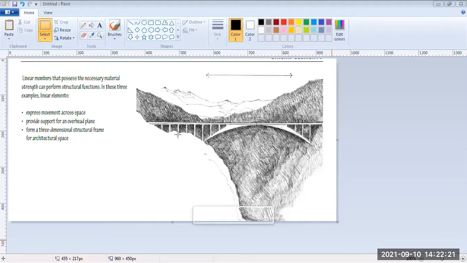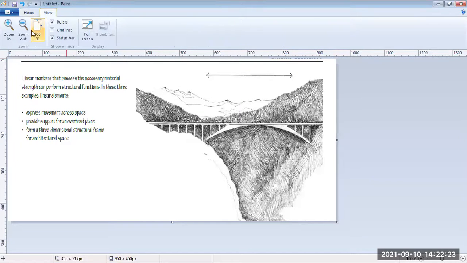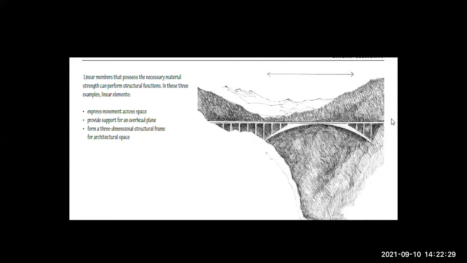Like for example, you have this bridge structure. If you have a look at this bridge structure, now this is again a line element actually. When you look at it architecturally, this line element expresses space, as it's written here, for movement across this space.